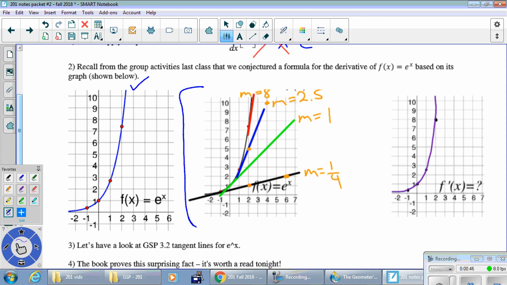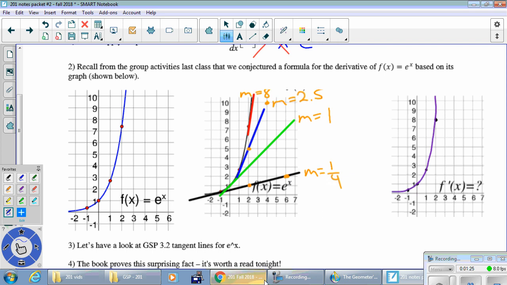This other stuff here is a screenshot from my work in that activity from last class. We looked at 4 points on the graph of e to the x, drew some tangent lines at those points, and estimated the slopes. Then we sketched the corresponding points on the derivative, using those slopes as the y coordinates, and connected the dots with some reasonable curve. We're trying to guess what the derivative of e to the x is. What is the formula for this derivative curve?